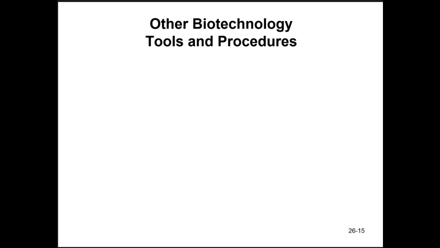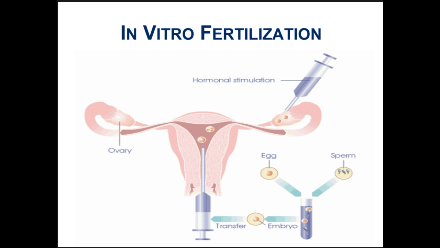On the next few slides, we'll talk about some other biotechnology tools and procedures that are used sometimes during the process of biotechnology. Oftentimes, in vitro fertilization is used in biotechnology. In vitro fertilization is when the eggs are removed from the woman's ovaries, the sperm are removed from the man's testicles or through his ejaculate, and the sperm and the egg are put together in a tube where fertilization occurs in a tube or a petri dish.